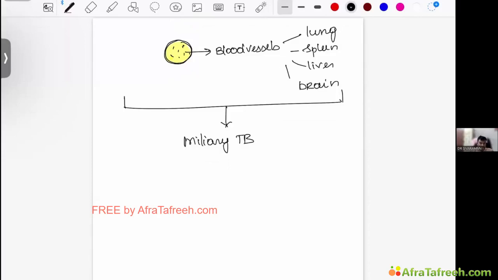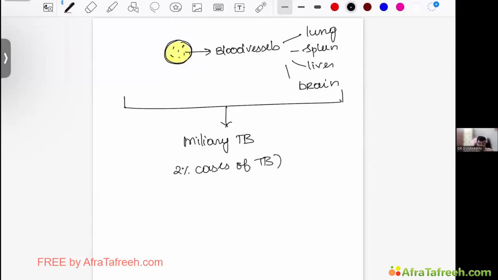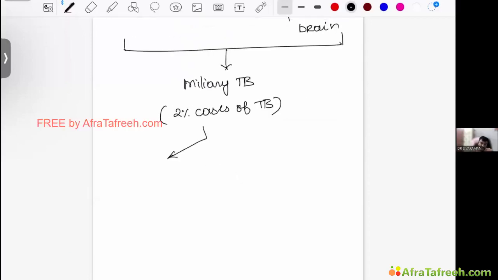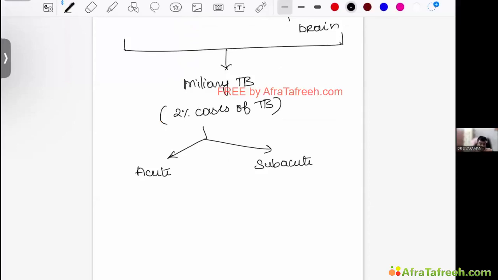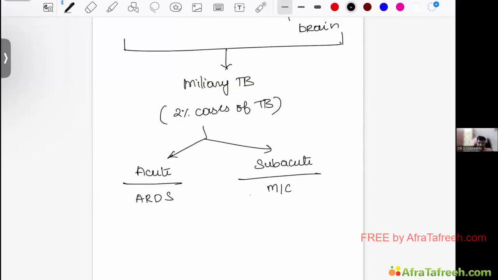This is seen in 2% of cases of tuberculosis. Of total tuberculosis cases, 2% are going to be miliary tuberculosis. Miliary tuberculosis can have two ways of presentation. It can be an acute presentation or a subacute presentation. Acute is very rare, it presents like ARDS, whereas subacute is the most common form, where it is going to involve, as I told you, multiple organs.